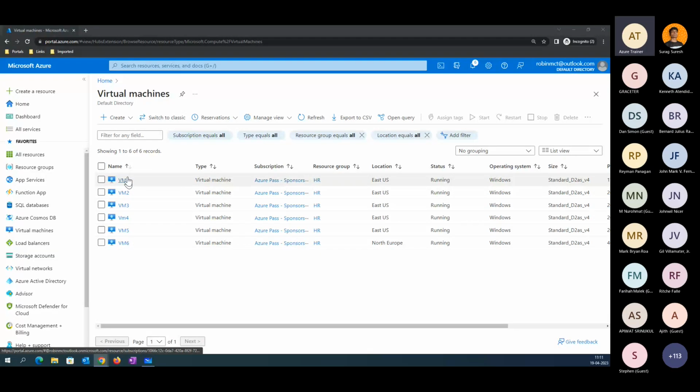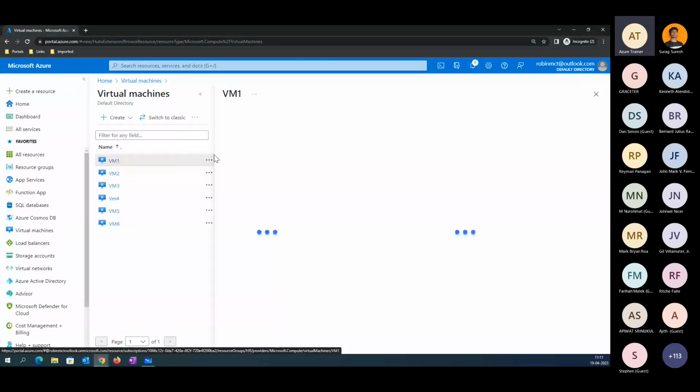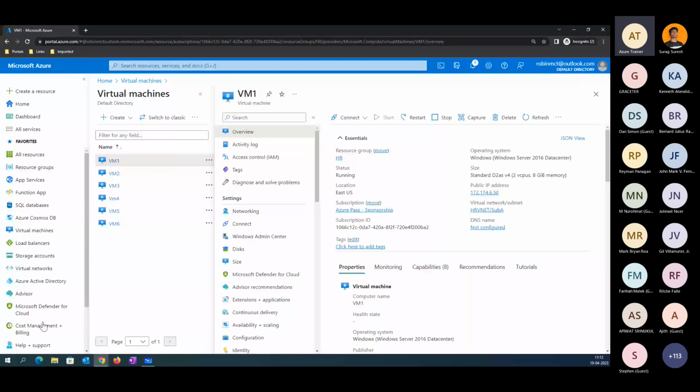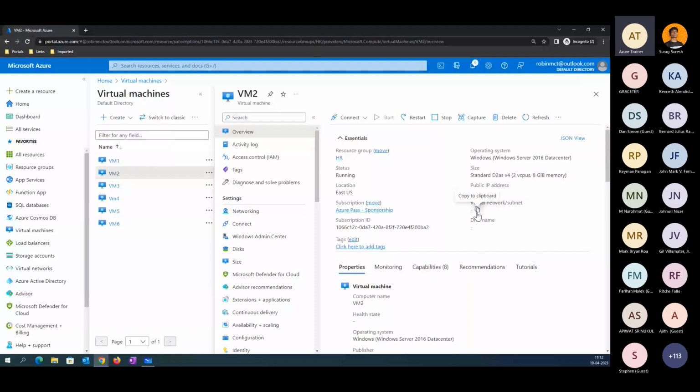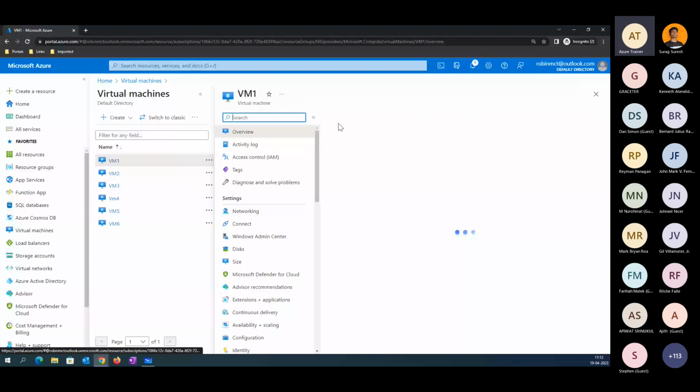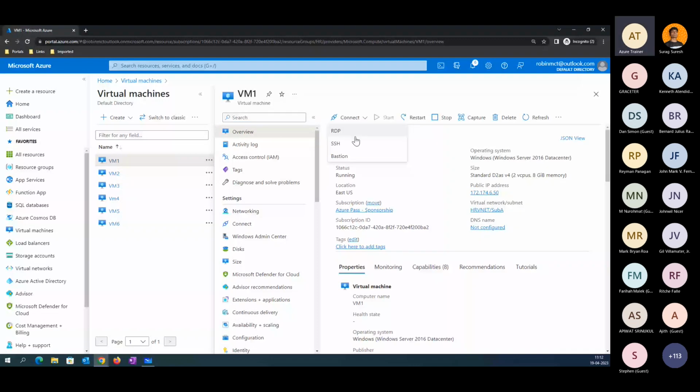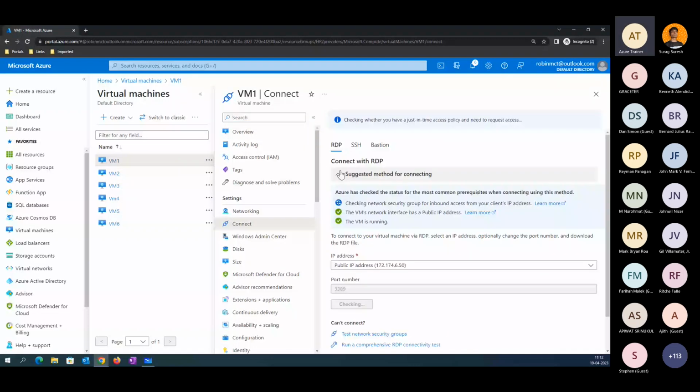We have two VMs you may be able to see here, VM1 and VM2. Now, let me connect through RDP. Before that, let me cross verify the subnet. You may be able to see VM1 is part of subnet A, VM2 is also part of subnet A. Both are part of subnet A. Let's connect a remote desktop here. Then let's see if there is any kind of communication.